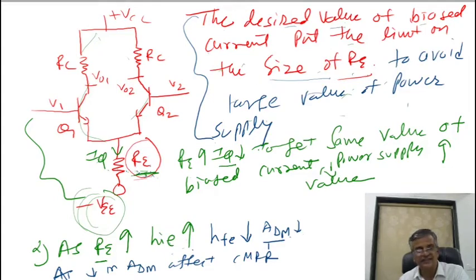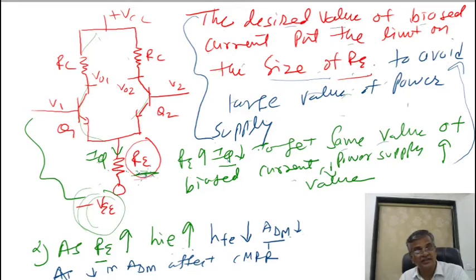As RE is increased, IQ decreases. You want to get the same IQ. So to get the same value of the bias current IQ, the power supply should increase. Therefore, this phrase is used: to avoid a large value of power supply. The desired value of bias current puts a limit on the size of RE to avoid a large value of power supply. Now second point: as RE increases, the input resistance increases.